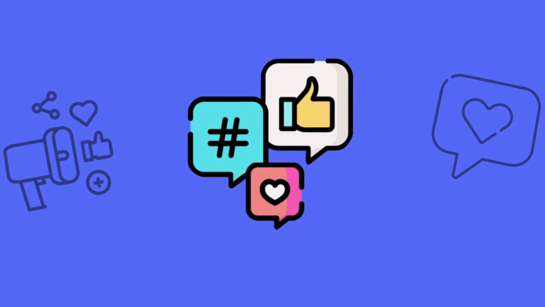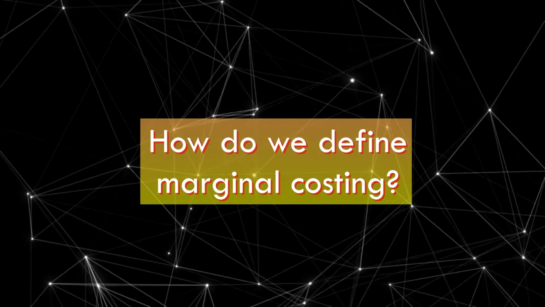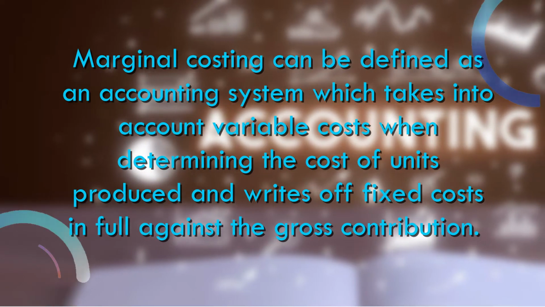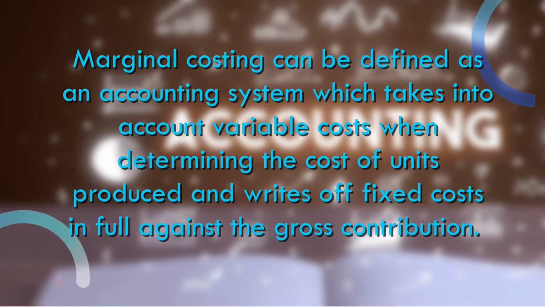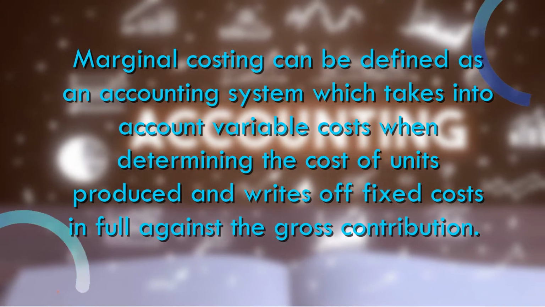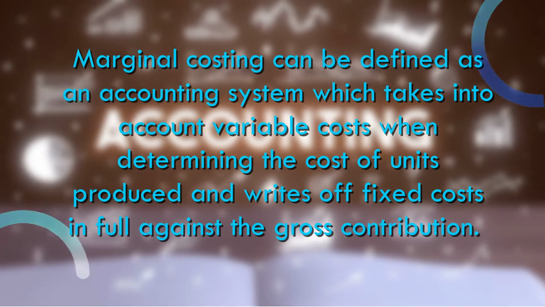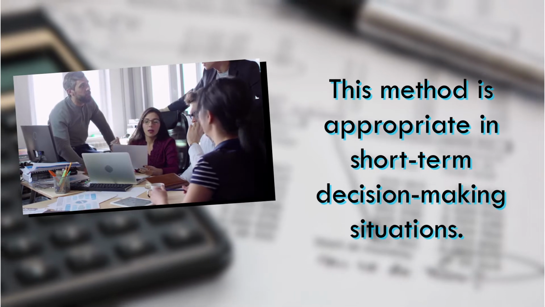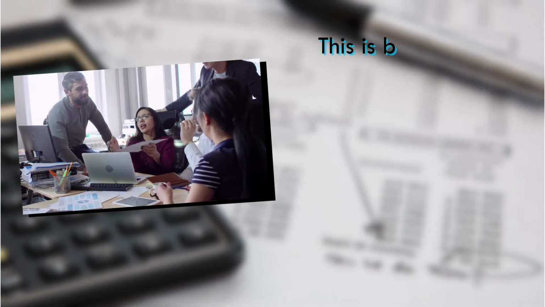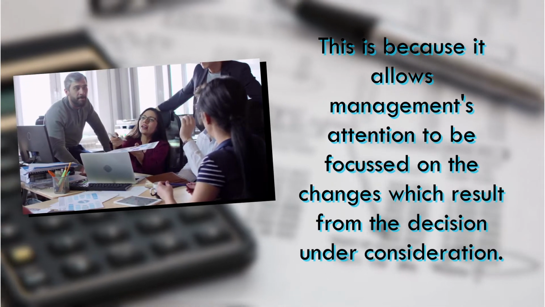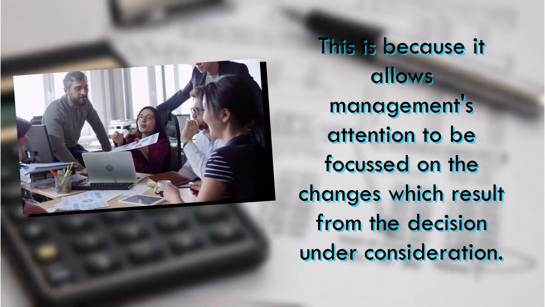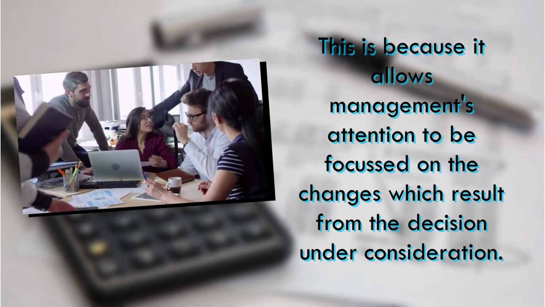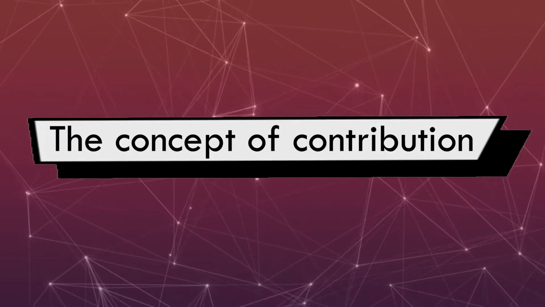So how do we define marginal costing? Marginal costing can be defined as an accounting system which takes into account variable costs when determining the cost of units produced and writes off fixed costs in full against the gross contribution. This method is appropriate in short-term decision-making situations. The reason for this is because it allows management's attention to be focused on the changes which result from the decision under consideration.